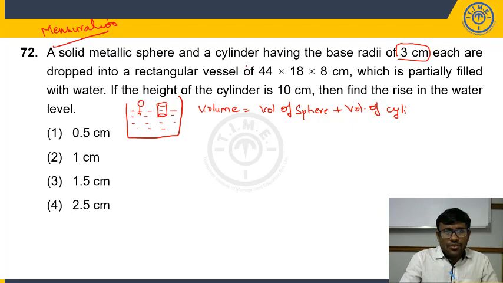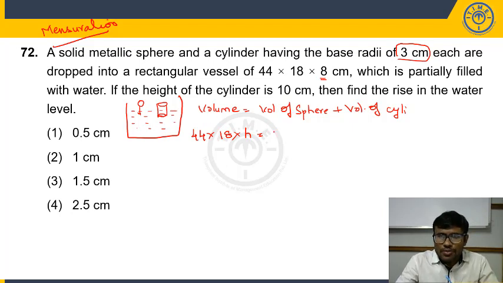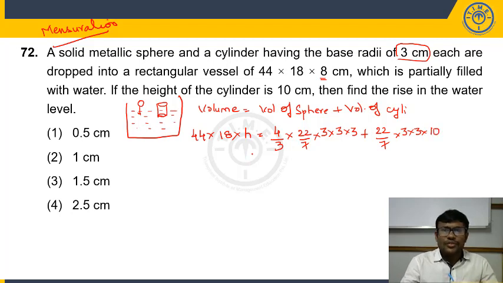So what is the volume of a sphere? 44 into 18 into, I'm not supposed to take this height. Why? Because there is a change in height that you have to calculate, that is h, is equal to, what is the volume of the sphere? 4 by 3 pi r cube, 4 by 3 into 22 by 7 into, what is the radius of the sphere? It was given as 3. So it is 4 by 3 into 22 by 7 into 3 into 3 into 3 plus, what is the volume of the cylinder? Pi r square h, so 22 by 7 into, what was the radius? 3 into 3 into, what was the height of the cylinder? 10. So from this you have to calculate h.